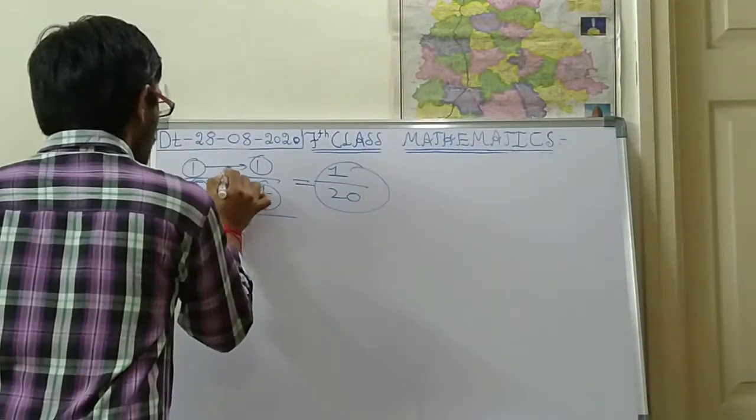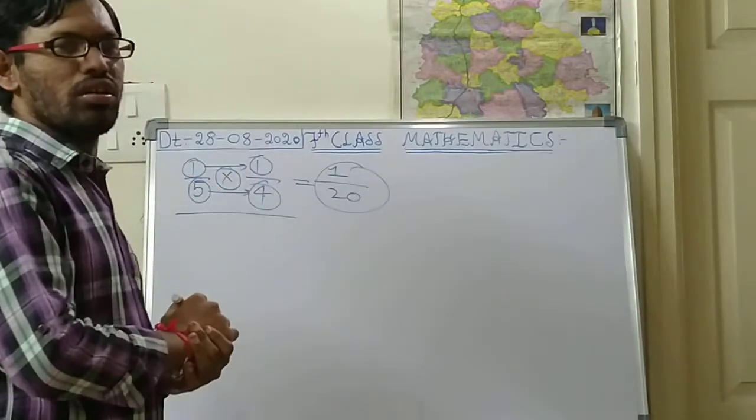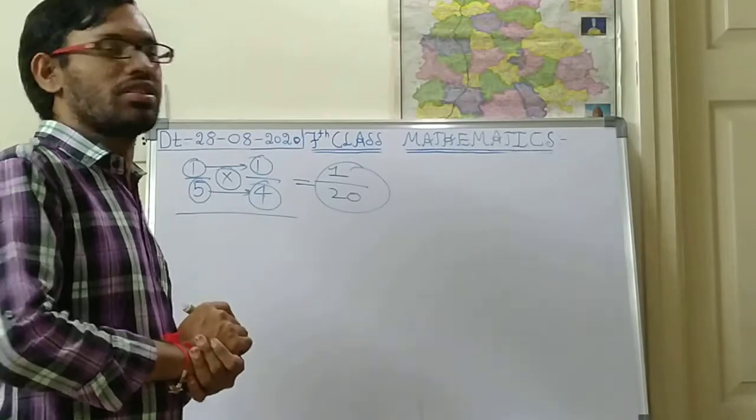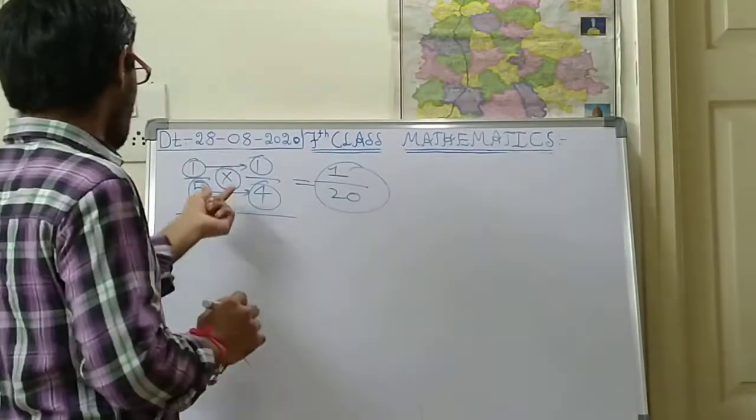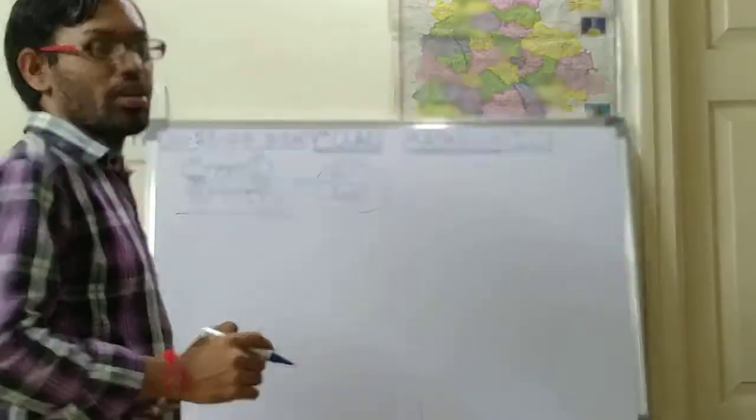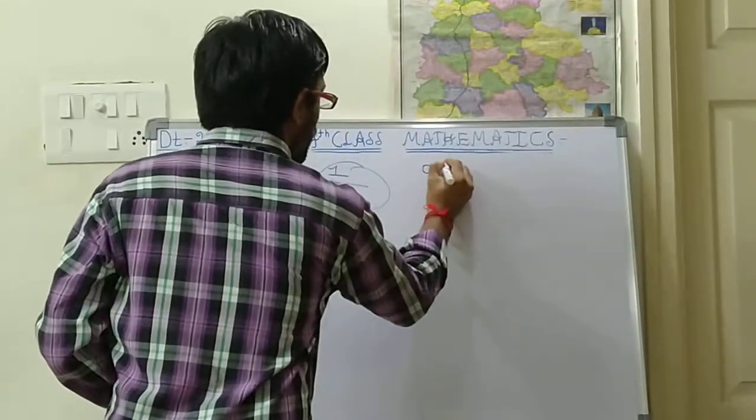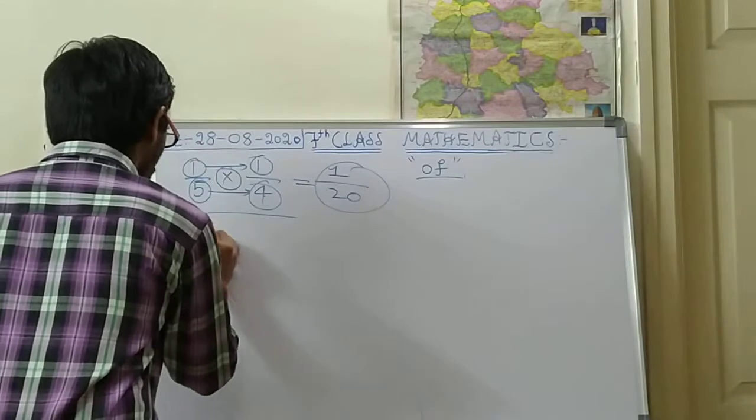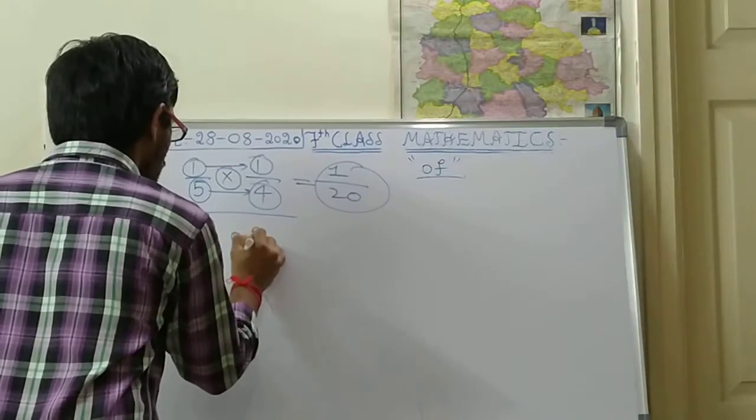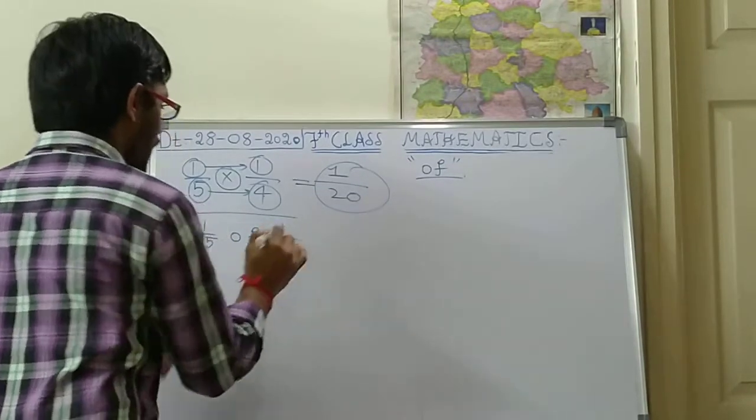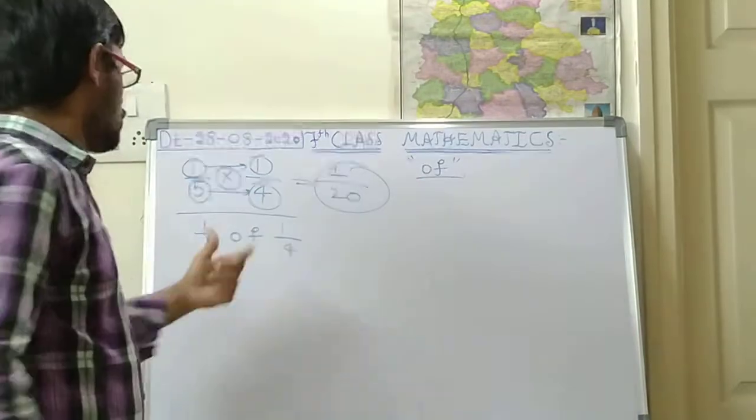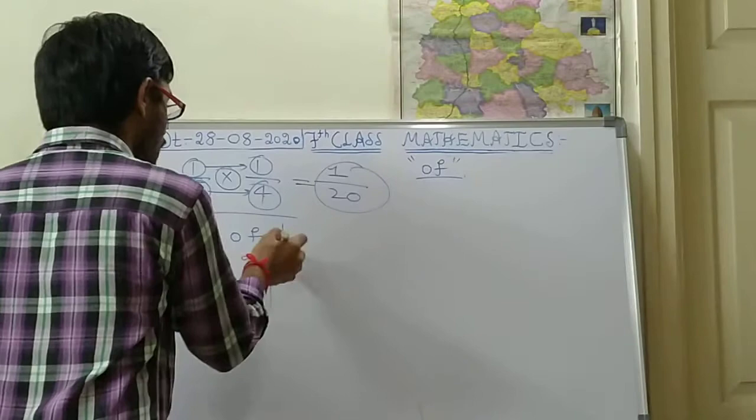So here what is the meaning of into? Multiplication in the fractions means what? Yesterday I said, multiplication means you should use one word, that is "of". Is it right, children? That means 1 by 5 of 1 by 4. Can I write like this? So 1 by 5 of 1 by 4.